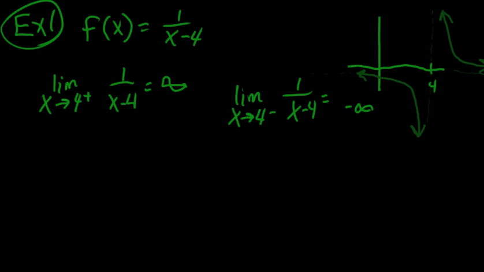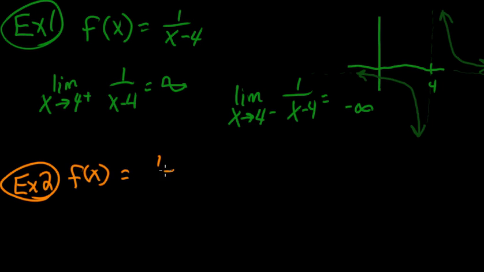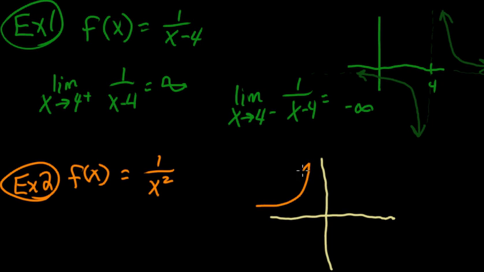Let's do another example. Say example 2. Let's say we have f of x equals 1 divided by x squared, and we want to find the limit of that. First thing we have to do is graph it. So let's make a graph here. And my drawings are not perfect. And that graph would look something like this.